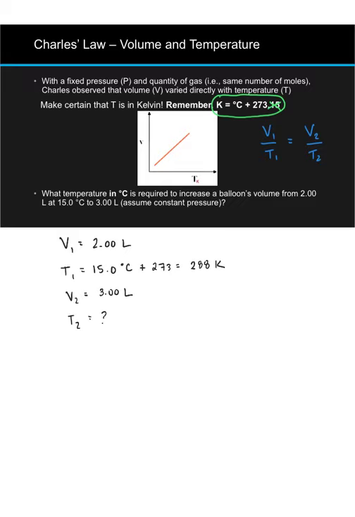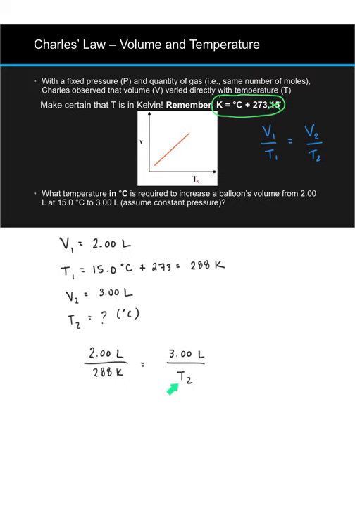We'd like to know it in degrees Celsius. So we'll likely have one final step of extra work at the very end to get a Celsius measure of temperature. But for right now, because we're given volumes and temperatures at different sets of conditions, Charles' law looks like the most appropriate equation to use to solve this problem. V1, 2 liters, over T1 in Kelvin, 288 K, is equal to V2, 3 liters, over T2, an unknown.